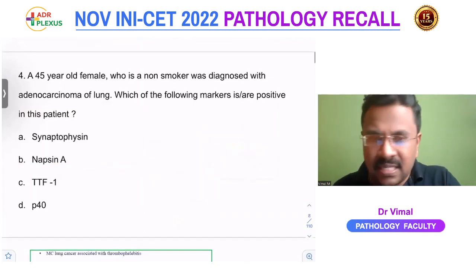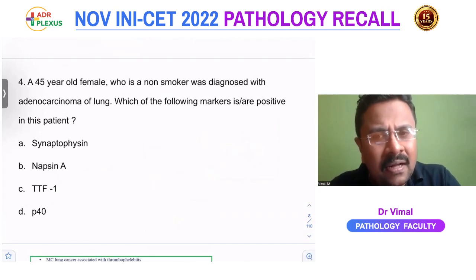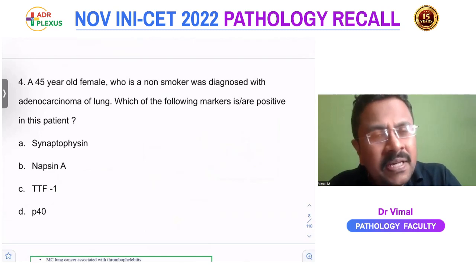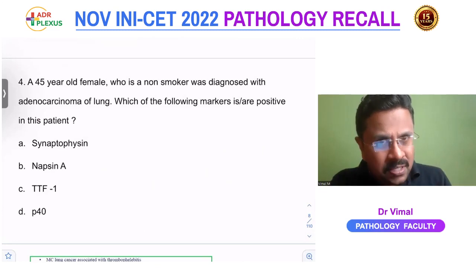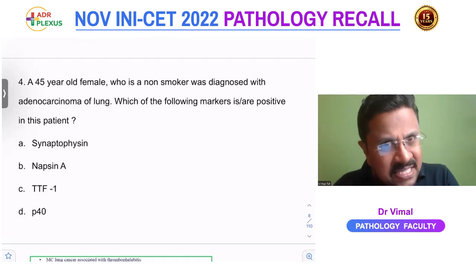Moving on to the next question: a 45-year-old female who is a non-smoker was diagnosed with adenocarcinoma of the lung. Which of the following markers is positive in this patient? So remember, dear students, these sort of questions: in the morning session they gave IHC and asked the diagnosis, and in the evening session they asked a similar tumor with other IHC markers.